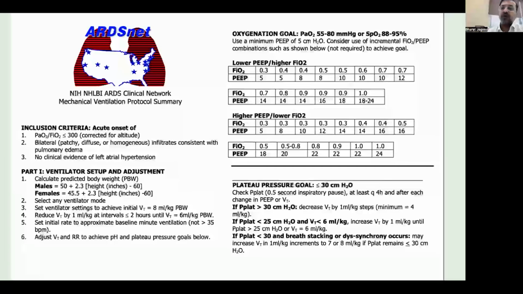Once we have ventilated the patient and selected the tidal volume, now we decide what the PEEP is going to be. We have the lower PEEP, higher FiO2 chart, and the higher PEEP, lower FiO2 chart. These are the two charts available in the ARDSNet, and we set our PEEP according to these charts.